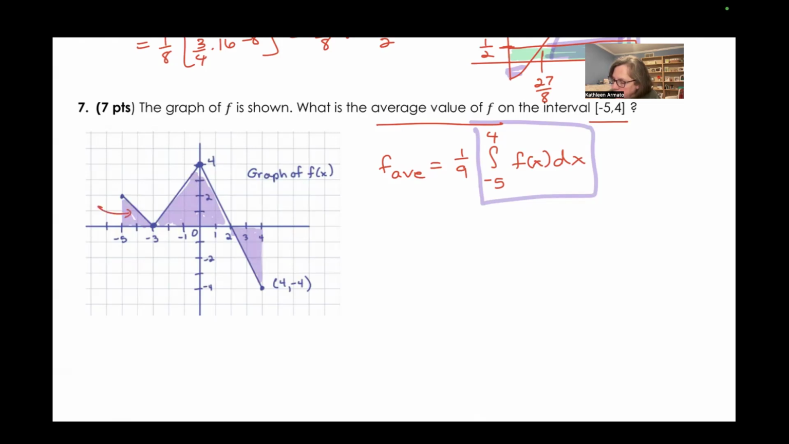All right, so this little rectangle, it's a 2 by 2. So its area is 2. This rectangle is 5 by 4, so that area is 10. This rectangle is 2 by 4, so that area is -4. So it's going to be 1/9 times the 2 plus 10 minus 4, which is 8/9. Okay.